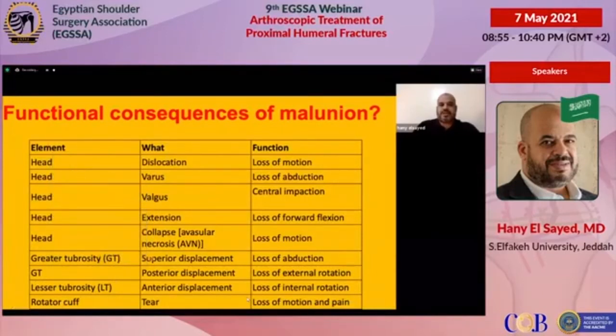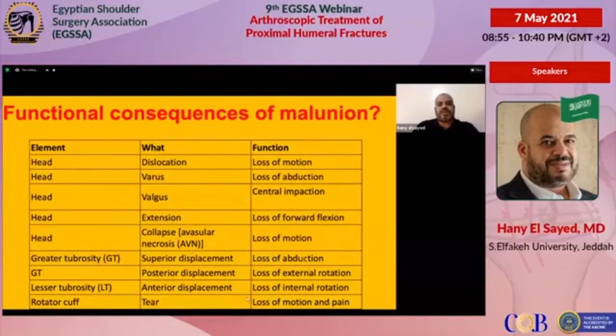On the left here is the element of the fracture, this is the type of the fracture, and this is the functional outcome. If the head is dislocated, it will end with loss of motion. If the head is in varus, there is loss of abduction. Head valgus means central impaction. Head in extension, loss of forward flexion. If the head has avascular necrosis or collapse, loss of motion.